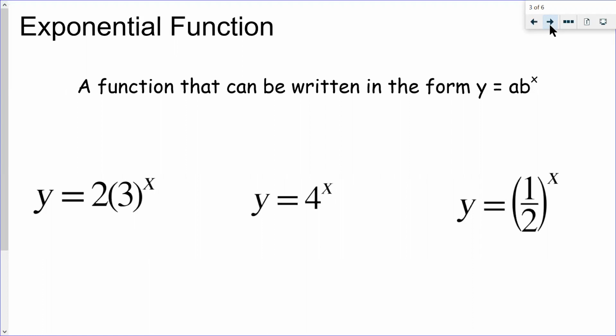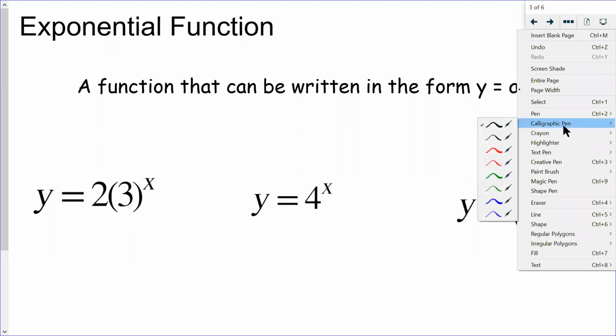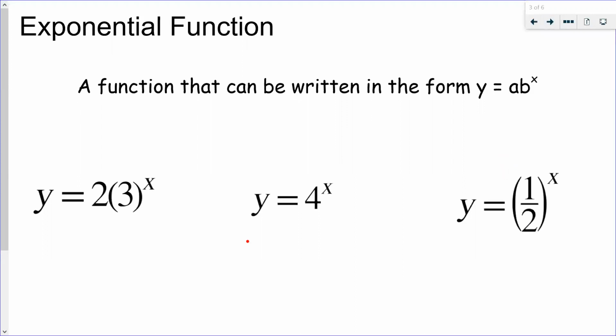If you look at the middle one, you may say, well, where's the a? Well, if you think about it, anything times 1 doesn't change it. So really this is y equals 1 times 4 to the x, right? There's still that number. So there's still that a and that b. Same thing with the second one. This is 1 times 1/2 to the x, right? So real simple stuff there.